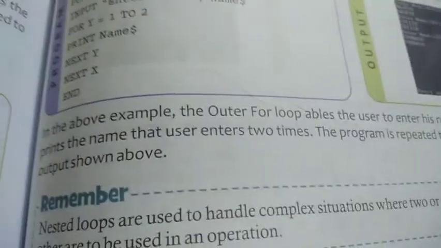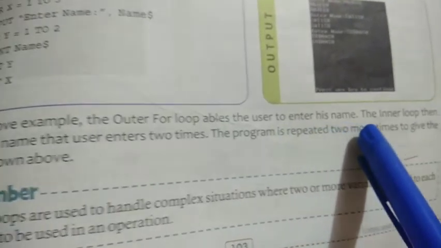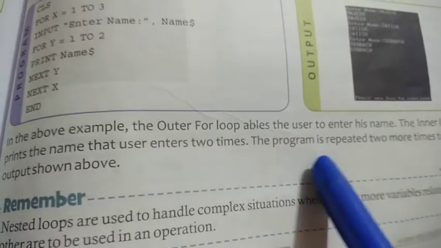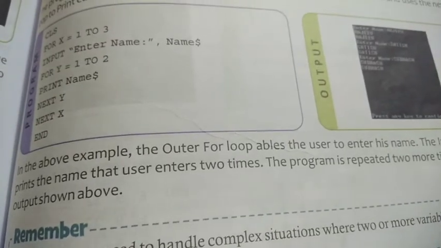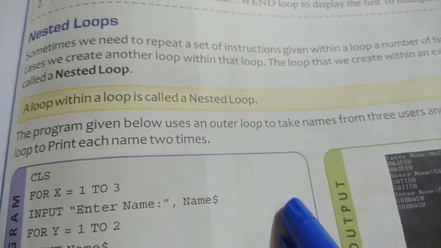Last, students, in the above example the outer for loop enables the user to enter his name. The inner loop then prints the name that the user entered 2 times. The program is repeated 2 more times to give the output shown above. So this is how nested loops work, on a queue basis.